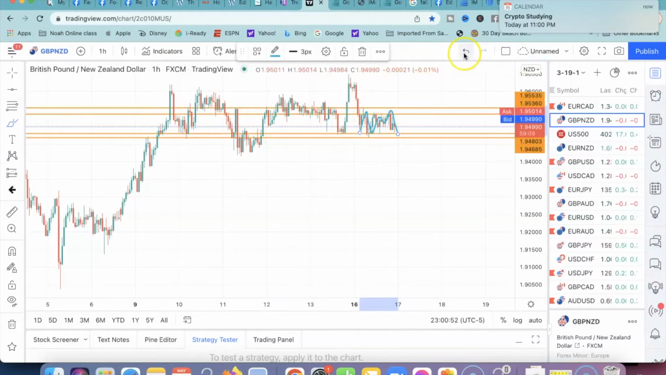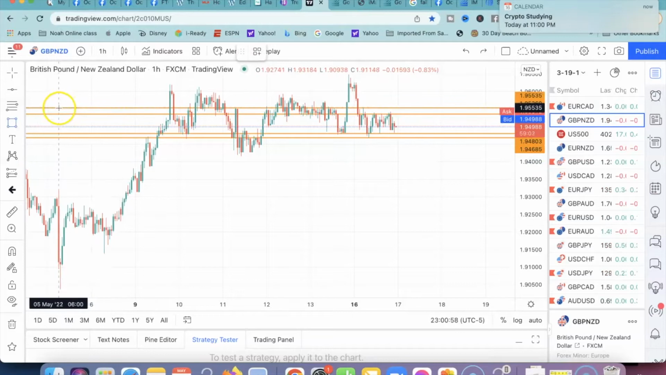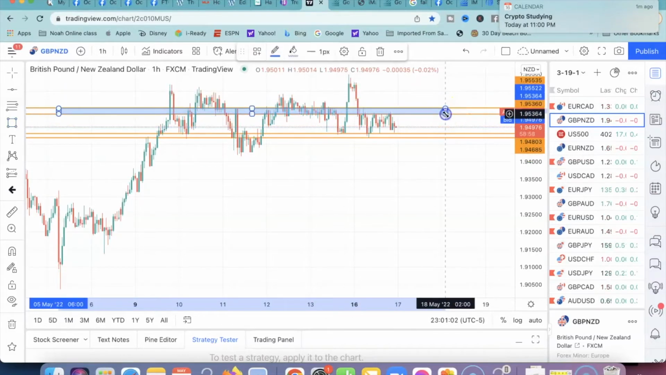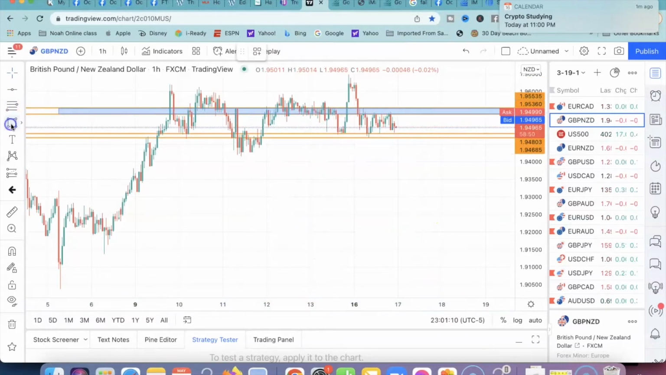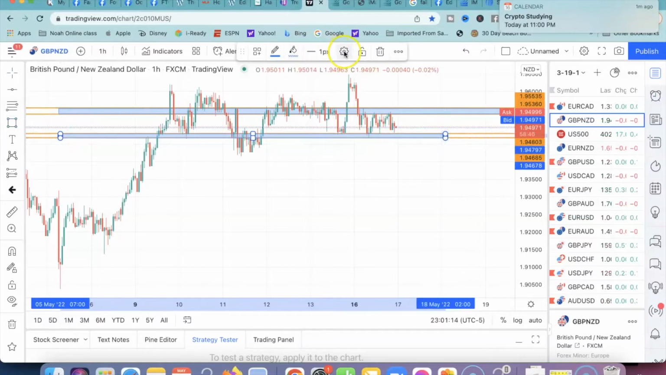From here, let me mark these zones up. Now this is the 1 hour, so this is not going to be a scalp that I'm marking up. I'm marking up an intraday setup. I'm going to show you what it looks like for a scalp as well. Marking this up here.